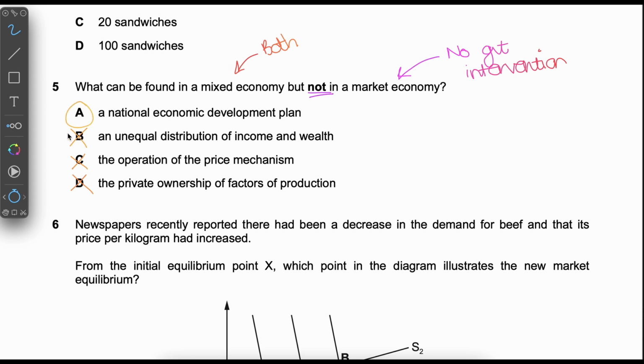So we've done this by process of elimination, which is completely fine. If you don't know what a national economic development plan is, that would probably be the best way. But a national economic development plan is a document that is created by the government of a country. So if you knew that, then you could have probably just gone straight to A, but it might be something that not everyone would know what it is. Cool, so the answer for number 5 will be A.